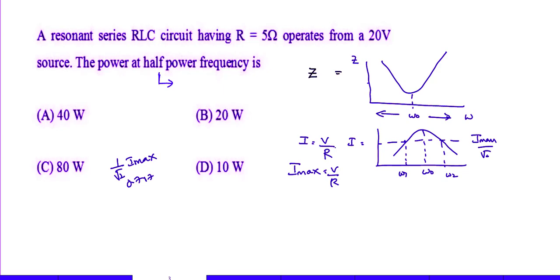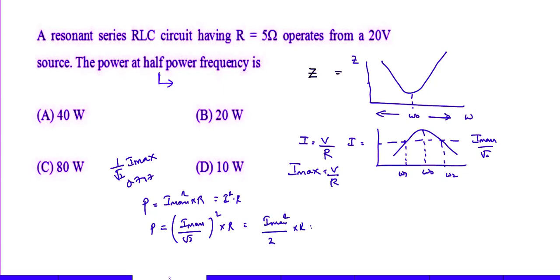So actually at maximum, what is the power? Power equals I max square into R. At resonance, I equals I max. So at the lower cutoff frequency, it is I max by root 2 whole square into R, that equals I max square by 2 into R, that is half of the power at resonance, the half power frequency.